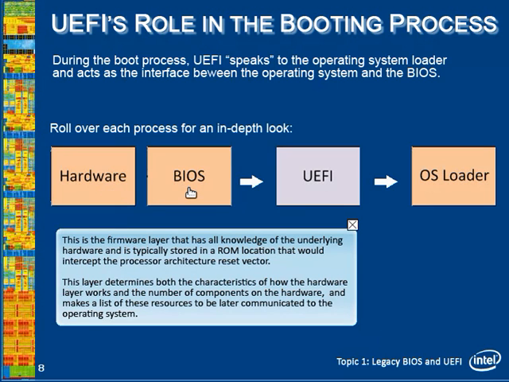BIOS is the firmware layer that has all knowledge of the underlying hardware and is typically stored in a ROM location that would intercept the processor architecture reset vector. This layer determines both the characteristics of how the hardware layer works and the number of components on the hardware, and makes a list of these resources to be later communicated to the OS.